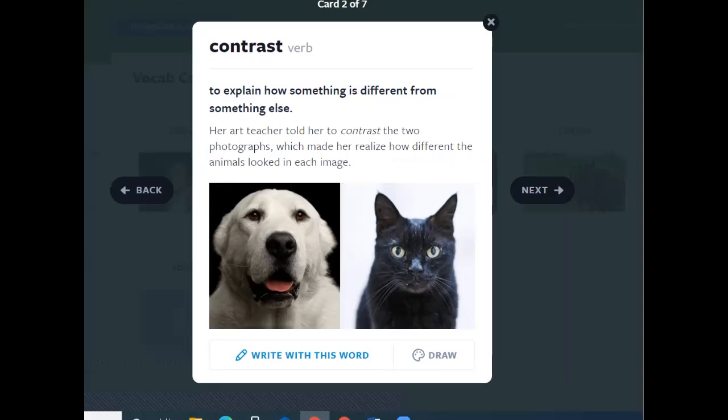The word is contrast. The part of speech, it's a verb or an action. The definition, it means to explain how something is different from something else. Right? The word is contrast. The part of speech is a verb. And the definition, it means to explain how something is different from something else. Your next step, pause the video, write the word contrast, the part of speech, and its definition.